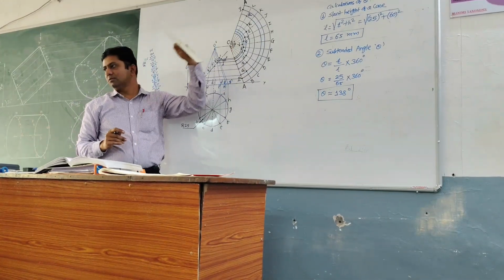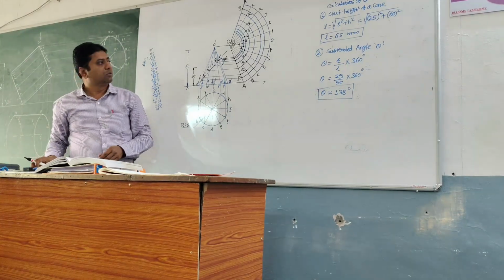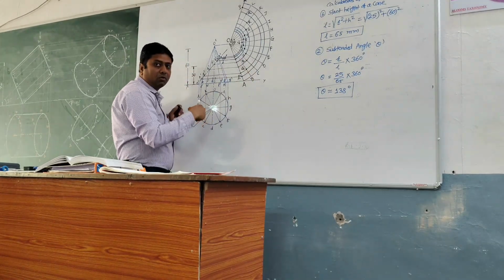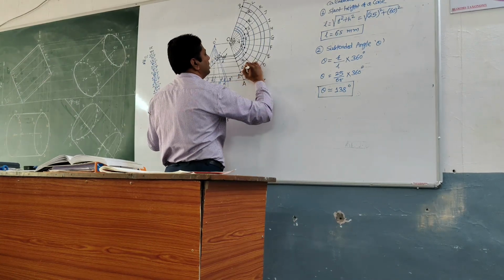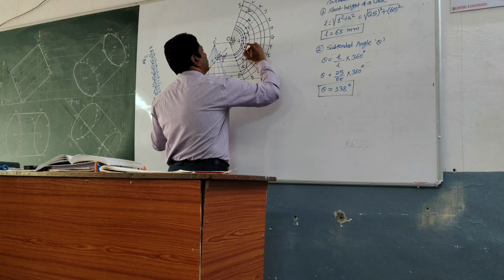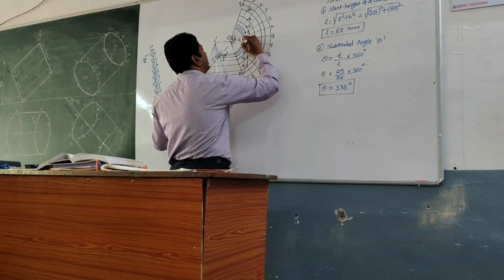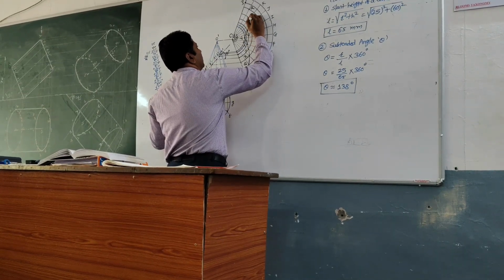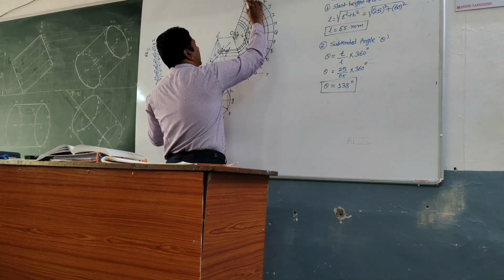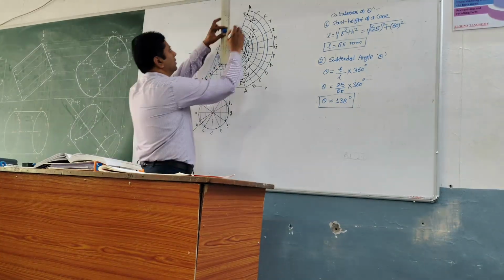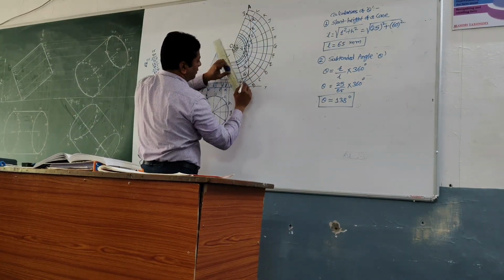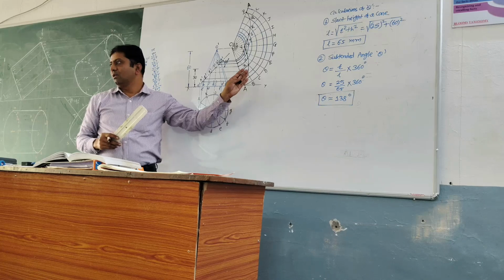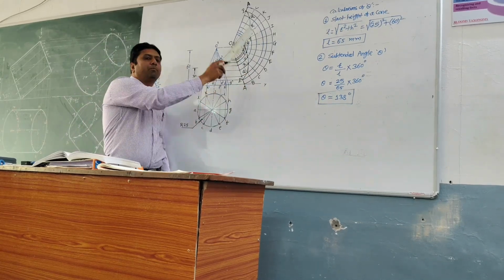So we got all the points on all the generators of the cone. So what you have to do with the help of a French curve? Join P to Q, Q to R. You have to draw a smooth curve, not a straight line, because it is a cone. So you have to draw a smooth curve, joining P, Q, R, S, T, U, V, and again from V to U, T, S, R, Q, and P, and again make it dark. This one, this also you have to make it dark. This is your required development of the lateral surface of the second portion of the cone. This is the required final development. Understood?